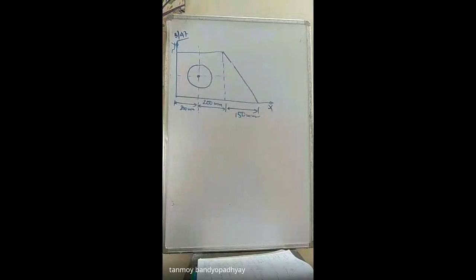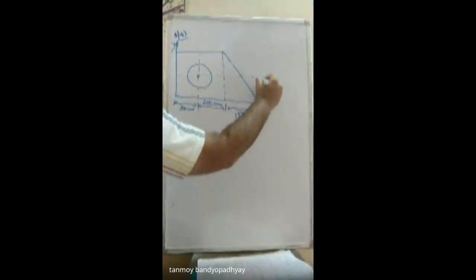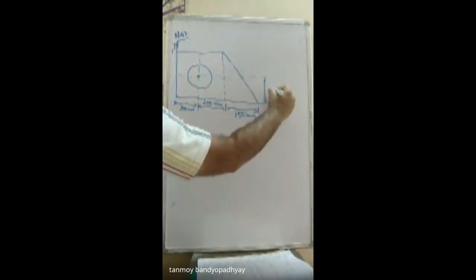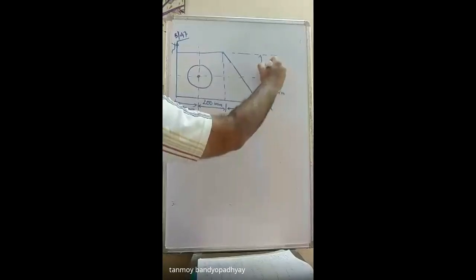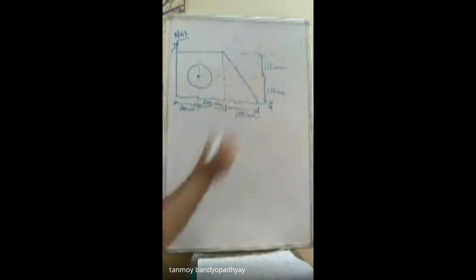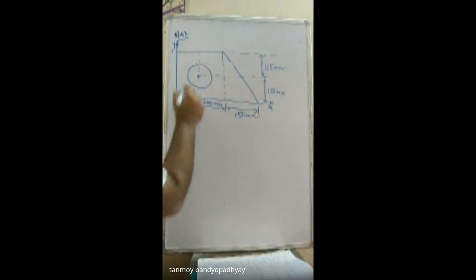So, this height again is 125 millimeter. Radius of the circle is 400 millimeter, I think. Now 60 millimeters, sorry. This is 60 millimeters. Okay? So I hope you can do this one.